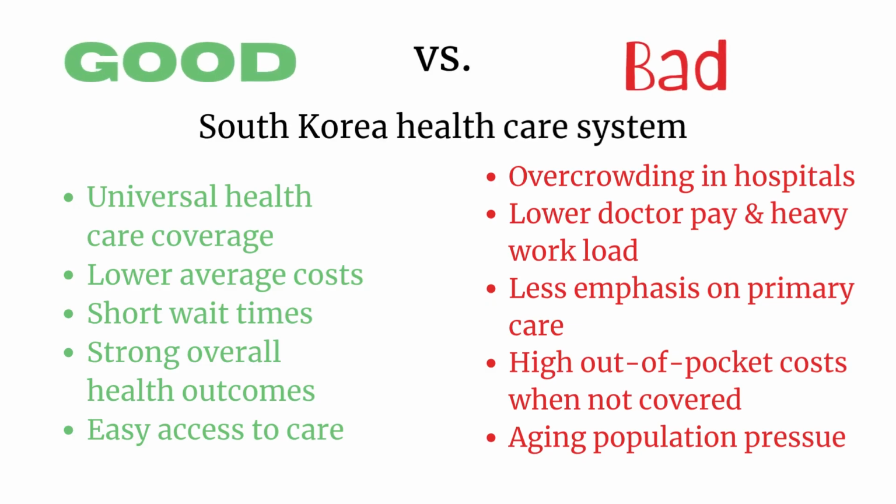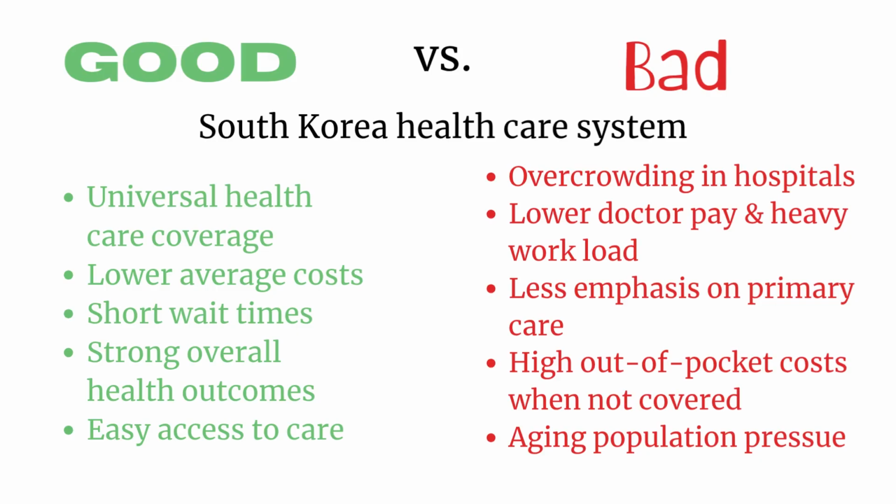Good versus bad. South Korea healthcare system. Good. Universal healthcare coverage, lower average costs, short wait times, strong overall health outcomes, and easy access to care. But that easy access to care causes overcrowding in hospitals, lower doctor pay and heavy workload, less emphasis on primary care, high out-of-pocket costs when not covered, and aging population pressure.